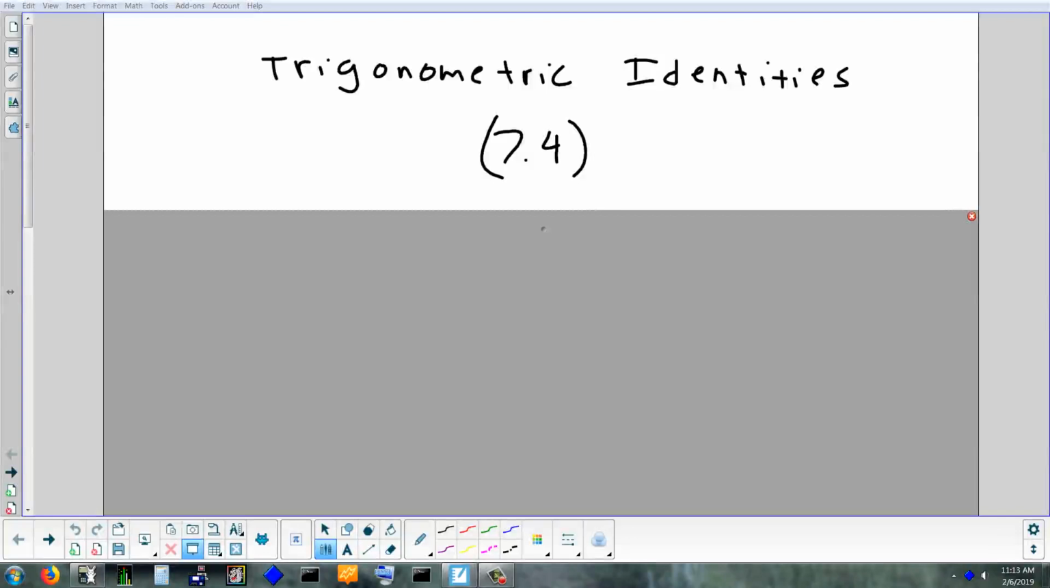Alright, so our last section for this week is trig identities. We've already gone through the trig identities. We did them back in chapter 6. I just had you write them down, but I'll put them on the board again in case you need them.